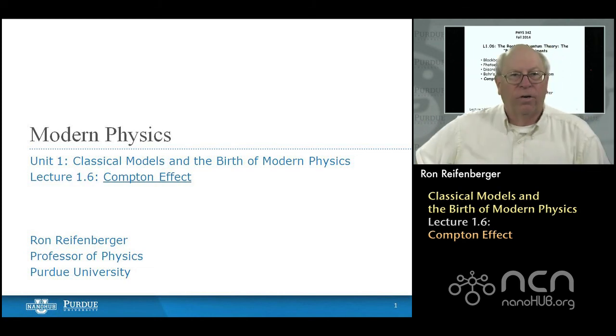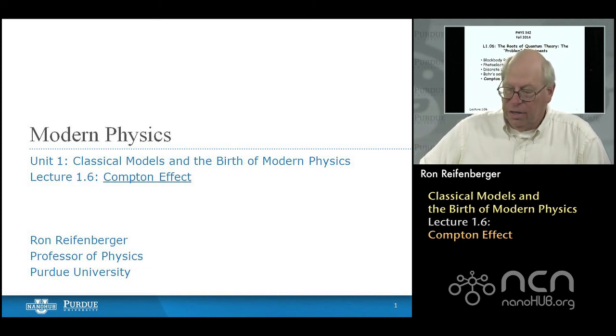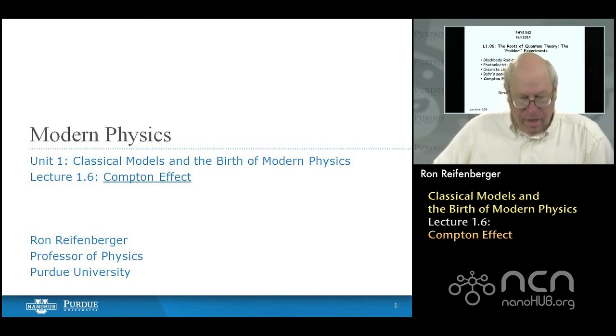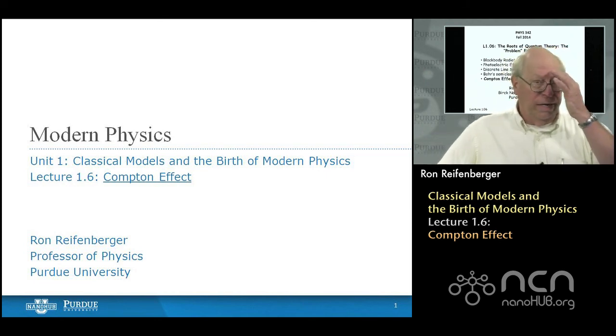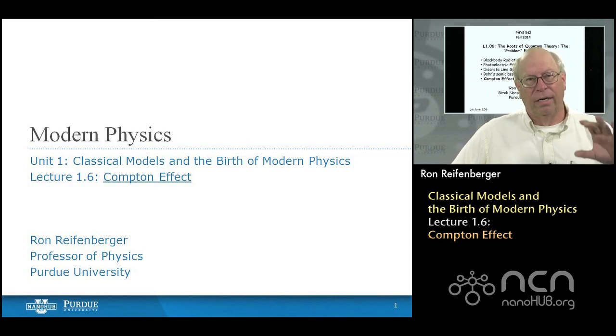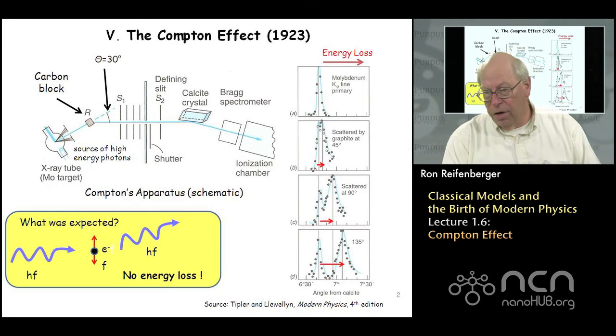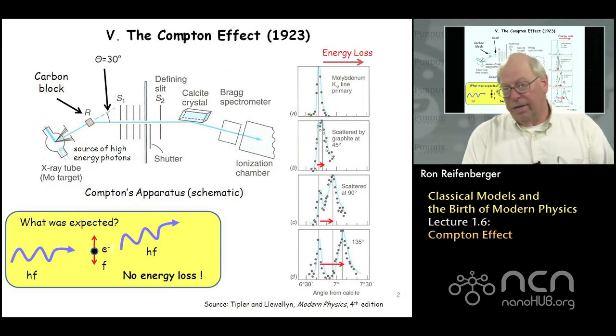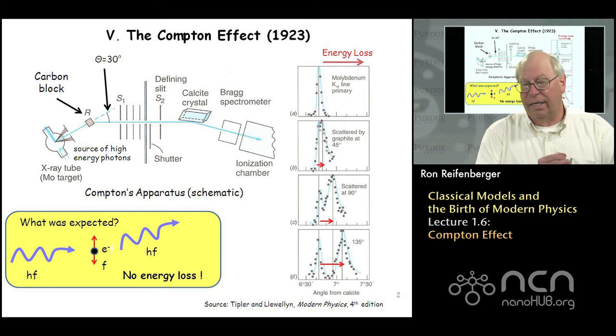Hi, we're back again, and we're here to discuss this experiment that was performed by Compton, and it's referred to as Compton Effect or Compton scattering. Historically, it was a very important result, and I'd like to explain the experiment and try to explain why it was so important. So first of all, the experiment was performed in 1923 by an American physicist by the name of Compton. He eventually received the Nobel Prize for this experiment.